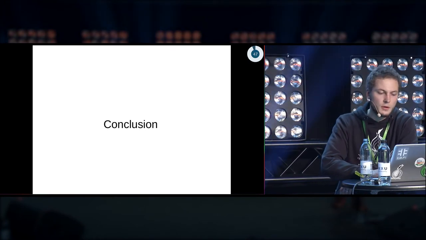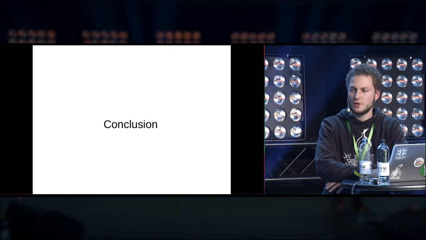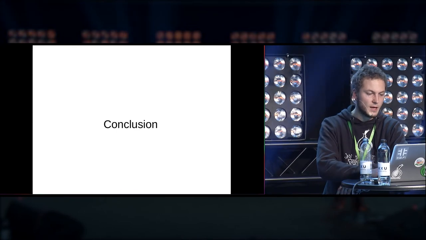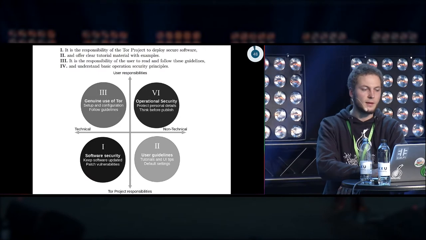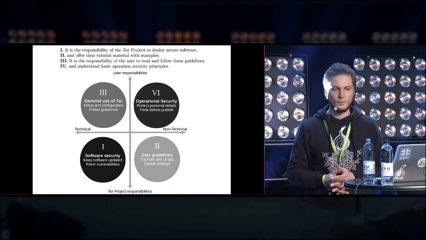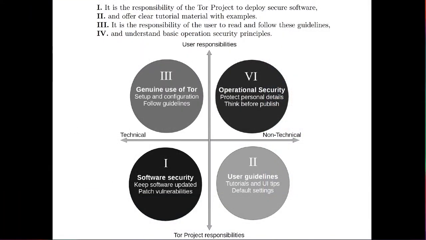So the conclusion is, how secure is Tor? We have to actually look at it like this. I made these four categories, and then I look at which of these are the responsibilities of the user. Some of these are responsibilities of the Tor project. And some of these are technical, some of these are non-technical.